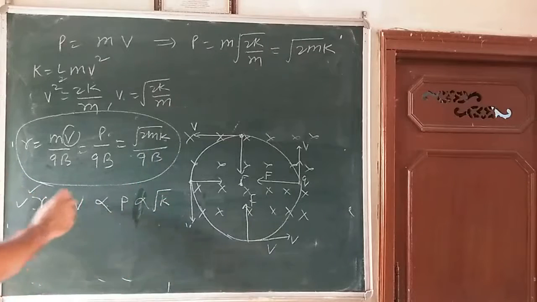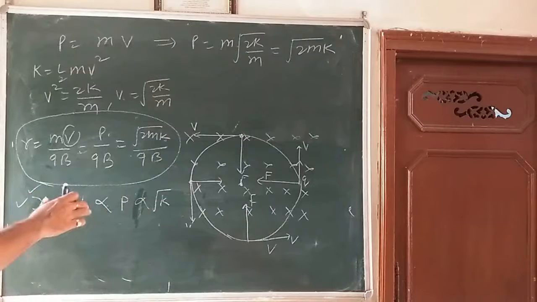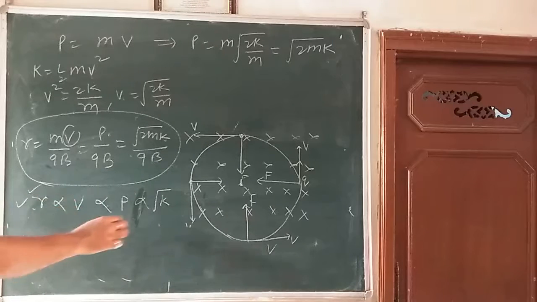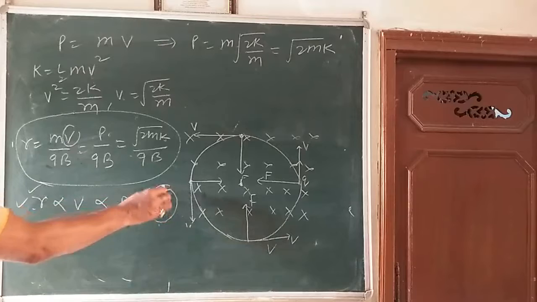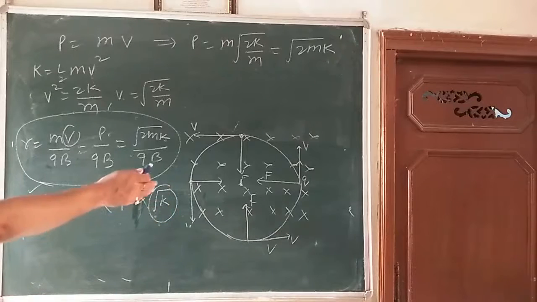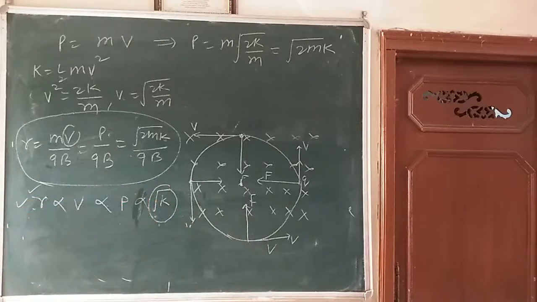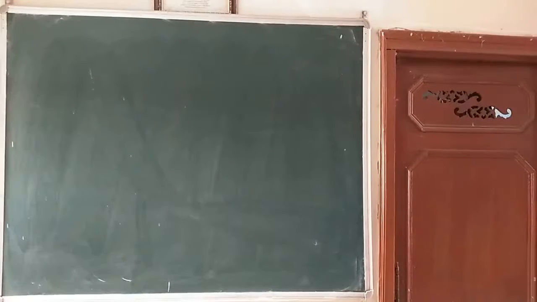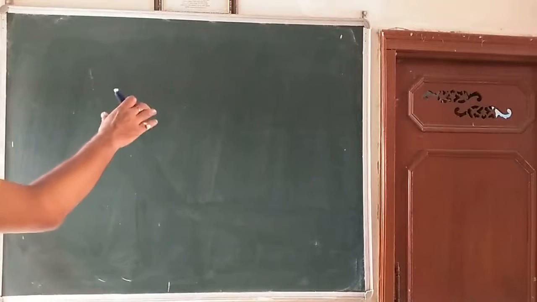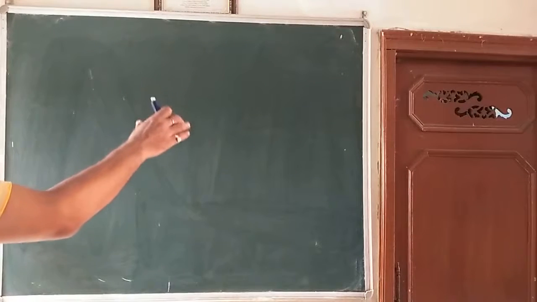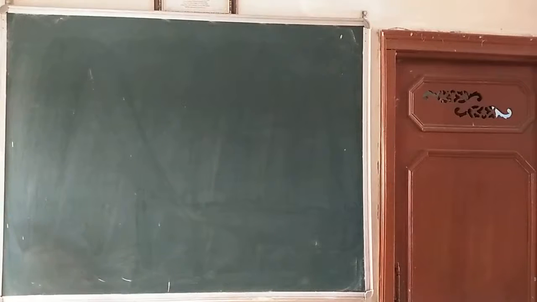So what is the result that came out here? With the increase in speed and kinetic energy, the radius of the orbit increases. So I just saw that with the increase in speed or kinetic energy, the radius of the orbit increases.